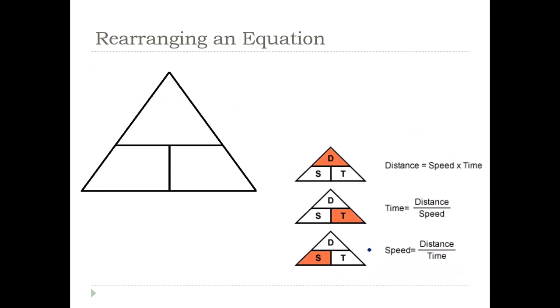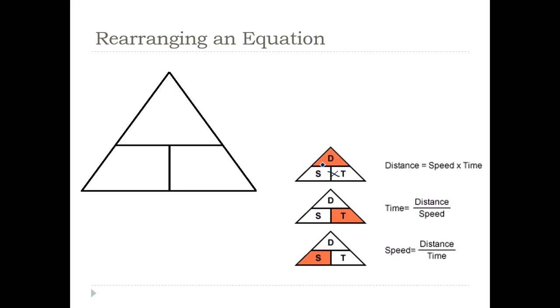But I want to show you a trick for rearranging equations. Let's say we had speed is equal to distance over time. Going across means to multiply, and this line means to divide. So speed is equal to distance divided by time. Distance is equal to speed times time. Time is equal to distance divided by speed.